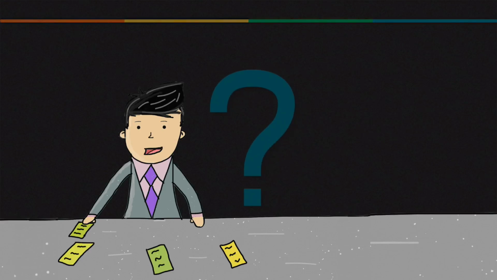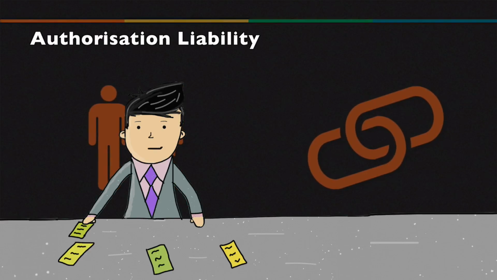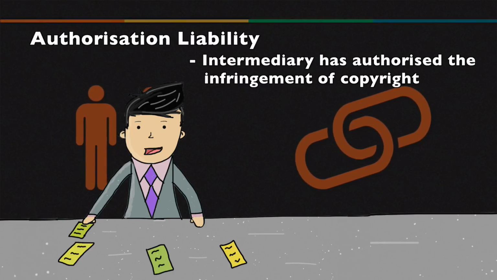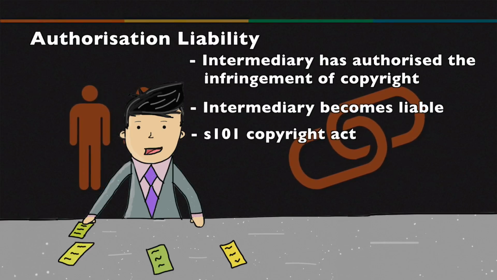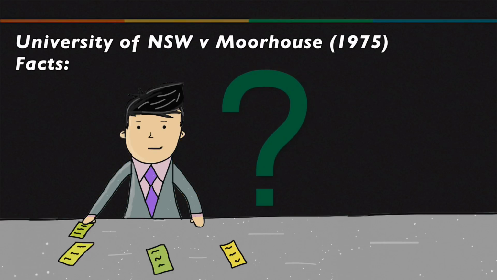Before we can begin looking at the case, we need to know what authorization liability is. So basically, it's where an intermediary, a person who acts as a link, has authorized the infringement of copyright and is therefore liable themselves. Simple enough, right? So what happened in the Moorhouse case?